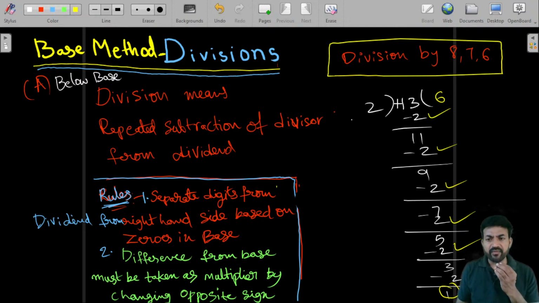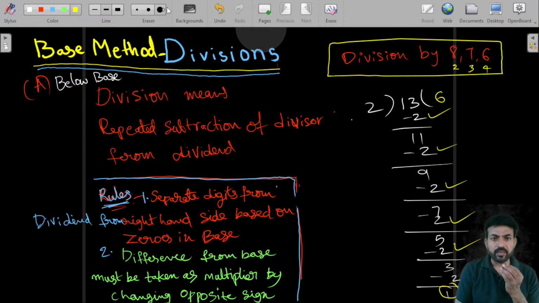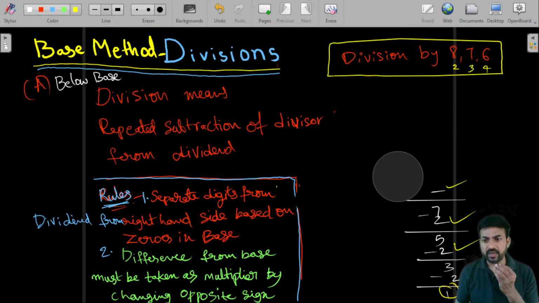That is the reason we multiplied by 1. After addition, we multiplied the remainders by 1. So here, if you take base 10, the difference is 2. Division by 7, the difference is 3. If it is division by 6, the difference is 4. So you have to multiply by these 2, 3, 4 according to the problem. I will explain one by one. Just let me give a clear idea.